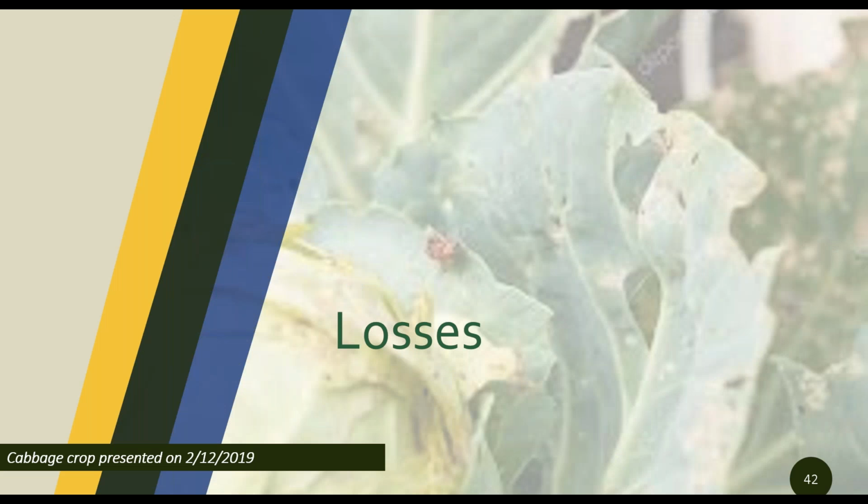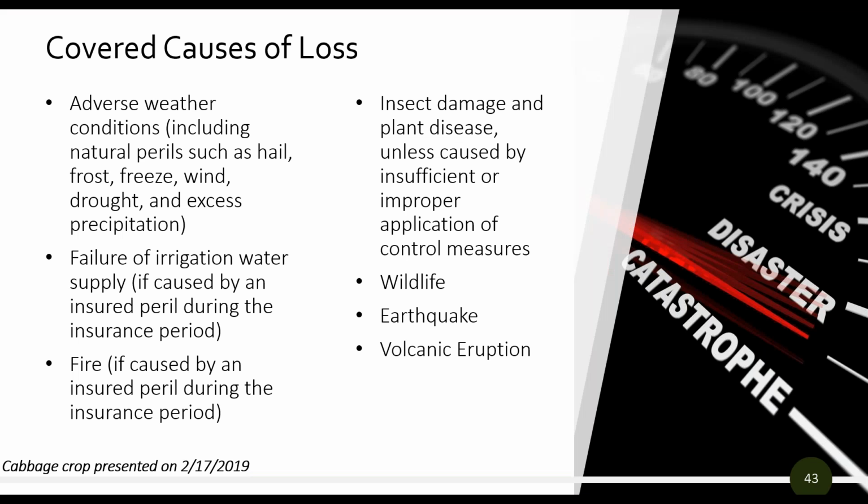All right, let's delve into losses a little bit. Insurance is provided to protect against unavoidable, naturally occurring events. The causes of loss are listed in the basic provisions. So let's go over those. Covered causes of loss are adverse weather, including conditions such as hail, frost, freeze, wind, drought, and excess precipitation. It could be failure of the irrigation water supply, fire, insect damage and plant disease, wildlife, earthquake, and volcanic eruption.